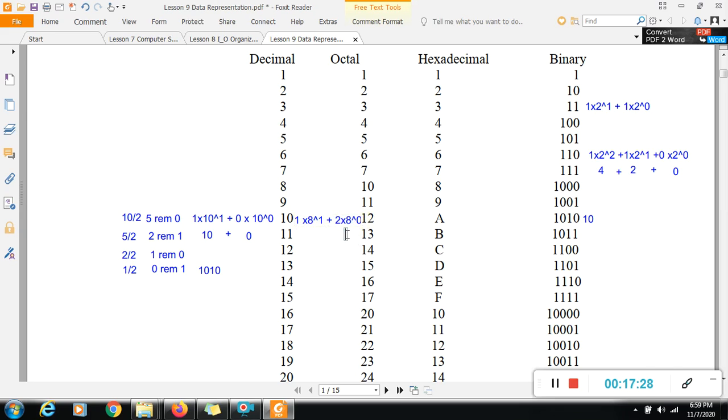Now, this one becomes 8 to the power of 0 is 1. 1 times 2 is 2. Plus 8 to the power of 1 is 8. Times 1 is 8. Looks like I have a problem here.